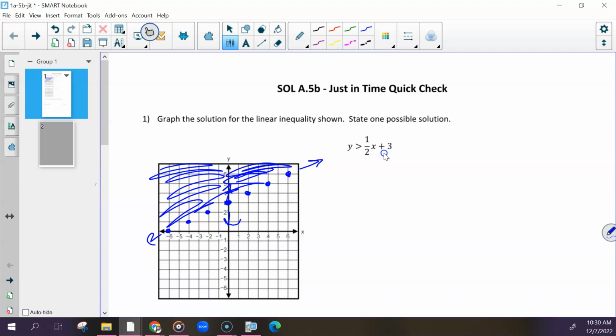And then you had to state a possible solution. So someone tell me one ordered pair that would fall in the shaded area that would be a solution. -4 would definitely fall in the shaded area. Okay, questions on that one? Right, so you just need one of those points. It doesn't matter which one, as long as it falls in there. Remember, it can't fall on this line, because then it wouldn't be a solution.